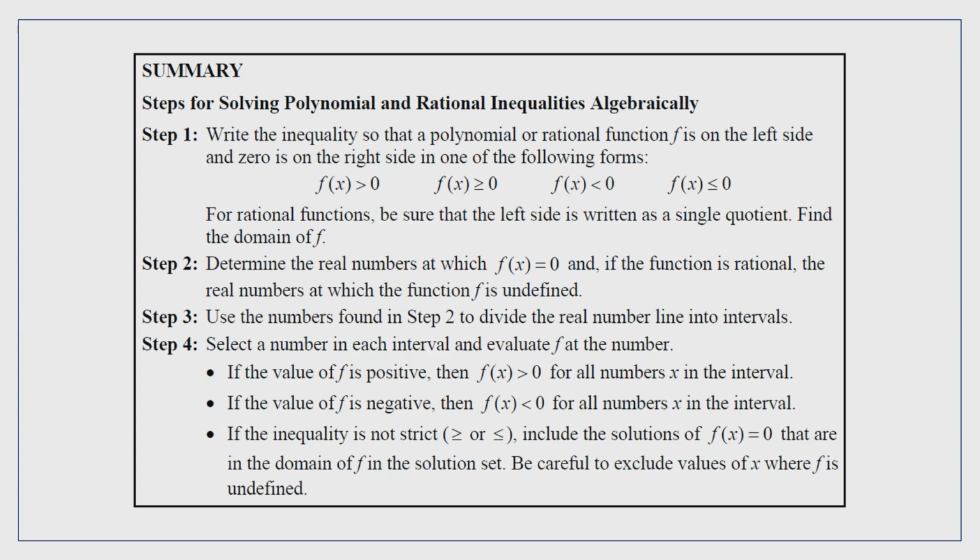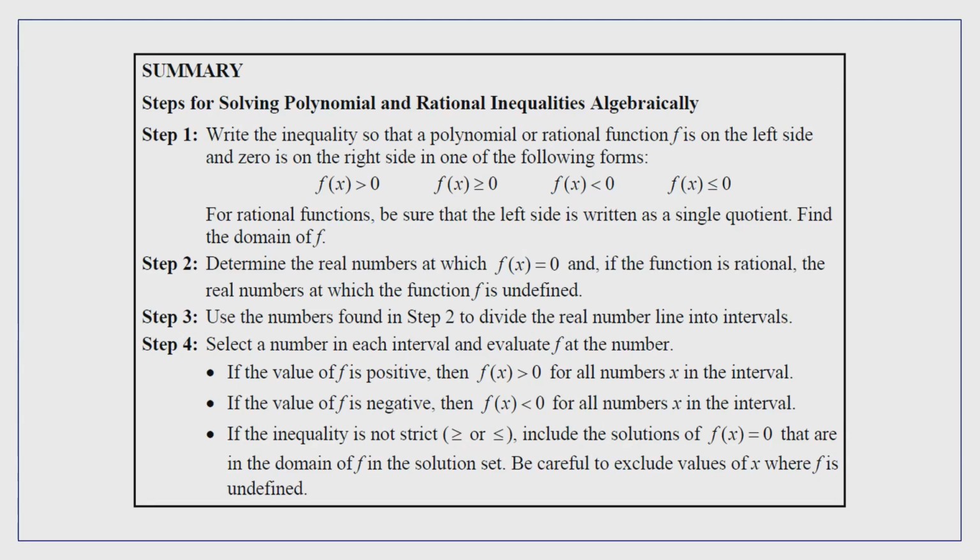So for step 2, you want to determine the real zeros at which f of x equals 0. And if the function is rational, then you also want to find the real zeros at which the function f is undefined. And it's going to be very similar to finding the domain because they're connected. Step 3, you're going to use the numbers you found in step 2 to divide the real number line into intervals. So you want to take your real zeros and the undefined value zeros as well to create your intervals, because you want to identify what your graph is going to look like in between each of those intervals.